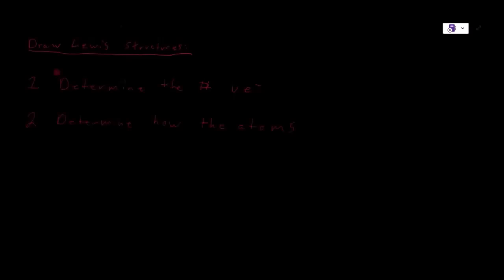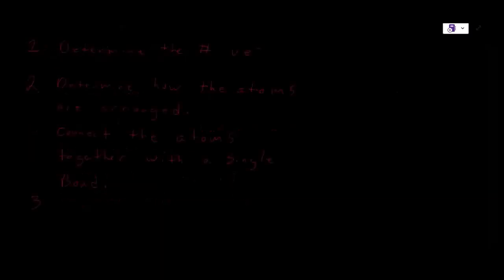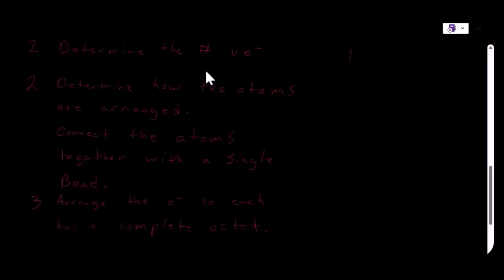So when we draw Lewis structures, first we want to determine the number of valence electrons. Next, we want to determine how the atoms are arranged and connect the atoms together with a single bond. And the last thing we do is arrange the remaining electrons so that each atom has a complete octet. Let's do an example with water, which is H2O.